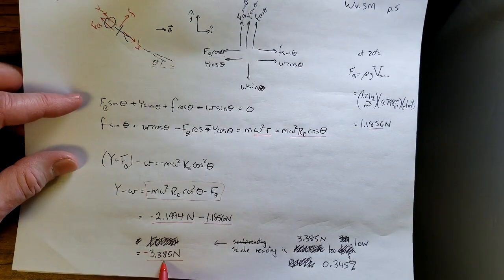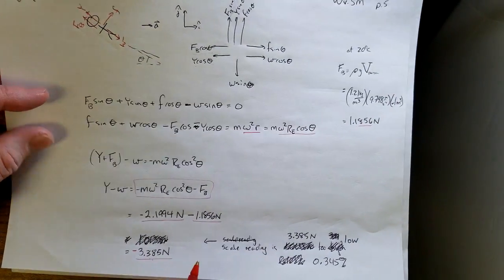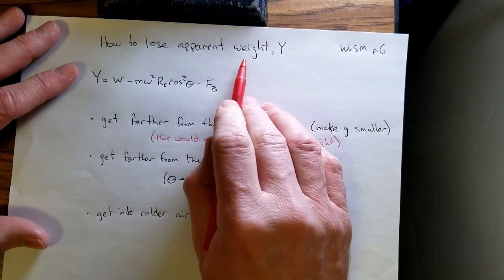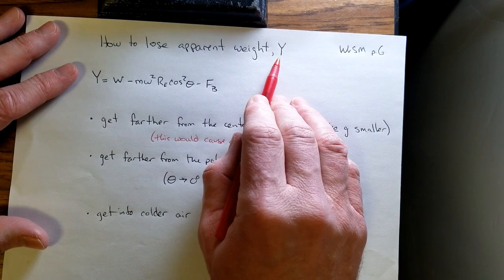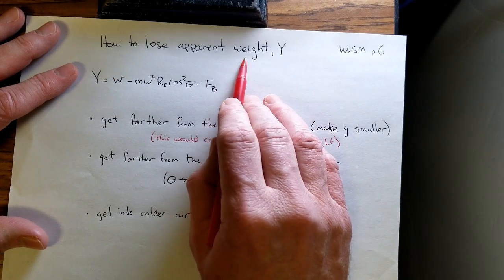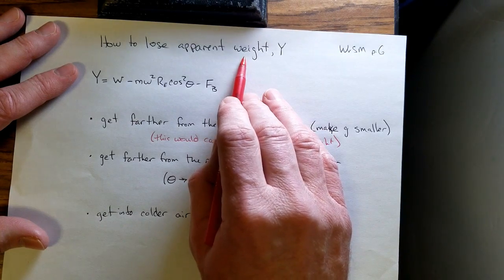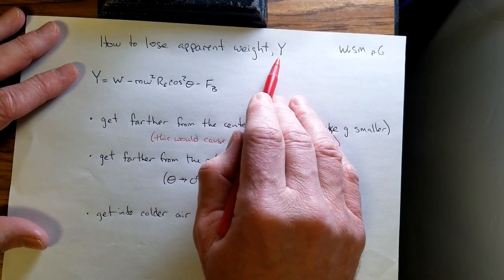Now let's take it that one step further. Suppose you want to lose what the scale reads, in other words, apparent weight. There are some textbooks that will say weight is whatever the scale reads, that this actually is the weight. I think that's a minority. If you look at the definition of weight, it's usually defined as gravitational pull. And so apparent weight is what the scale actually reads.